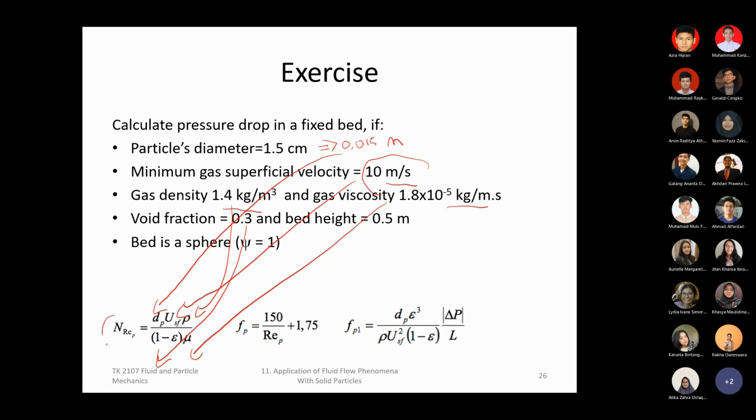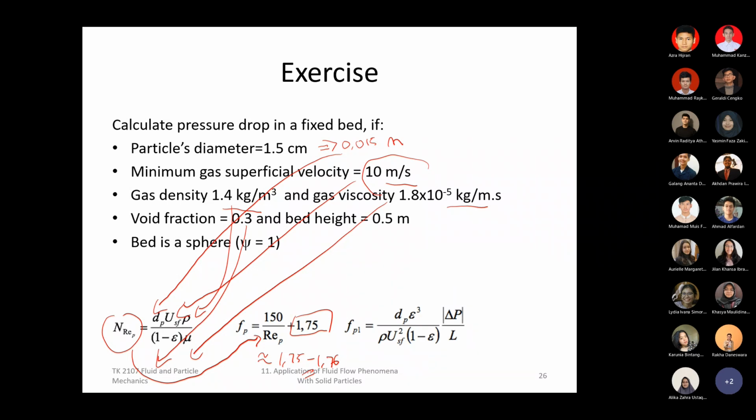And then afterwards, you get the Reynolds number that's ready to be used to calculate the FP. And since it is a very turbulent regime, the impact on the FP becomes less significant. It will be very close to the constant of 1.75. So probably you will get something close to 1.75 or 1.76. That's the rough number for the turbulent regime.